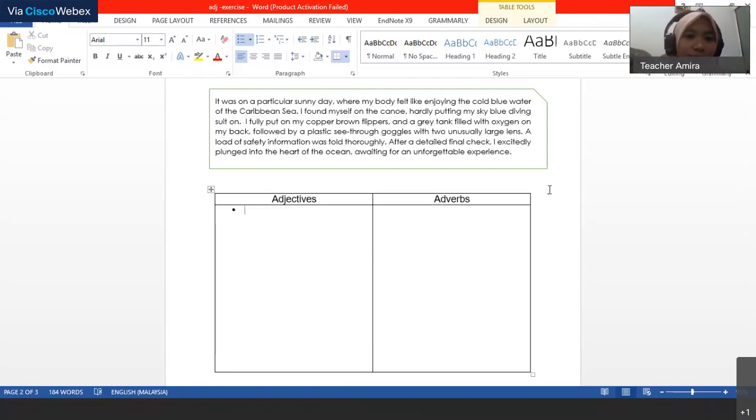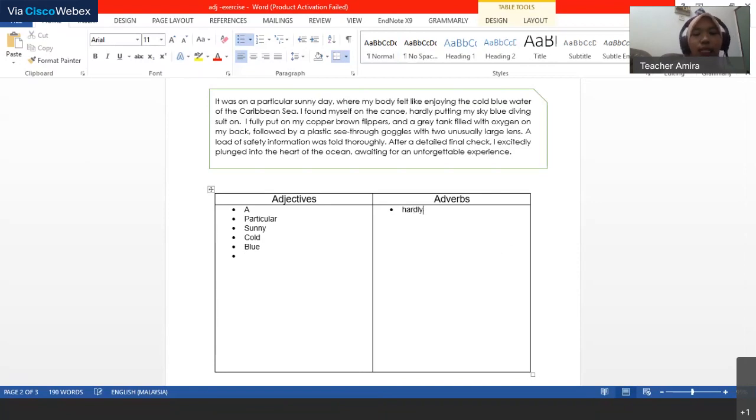Okay, it was on a particular sentence. Particular is an adjective, because it's an indefinite adjective, and sunny is also an adjective. We're talking about the day. All right, where my body felt like enjoying the cold, and then we have blue of the Caribbean Sea. Okay, I found myself on the canoe, hardly putting on my sky blue diving suit. So hardly is an adverb.